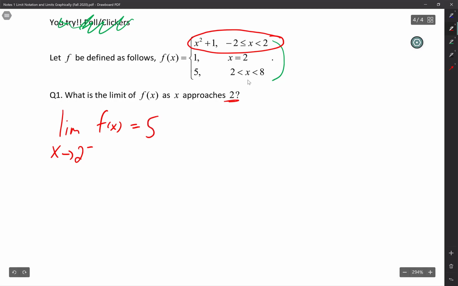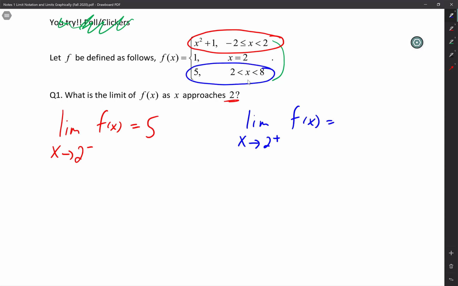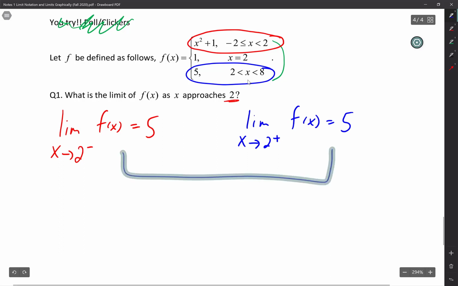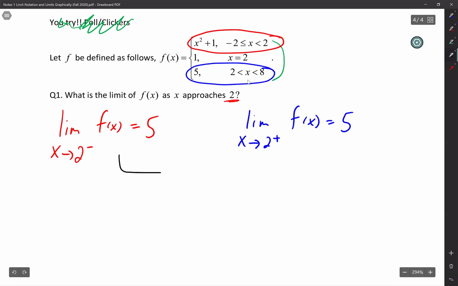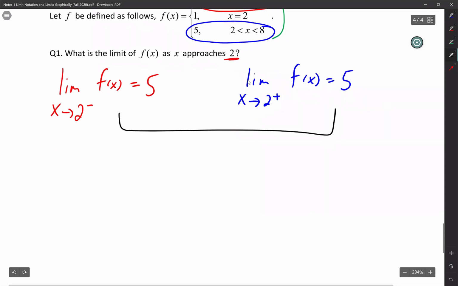I get 5. Now I'm going to approach it from the right. Limit as x approaches 2 from the right of that same function. Well, if I approach from the right, I have to use this one here that I'm circling in blue because those values are slightly larger than 2 for x. So if I approach from the right, it looks like I'm approaching 5. Notice, do they both match? I should use a neutral color here. Yes, they do. They both match. So because they both match, limit as x approaches 2 of this function is 5.